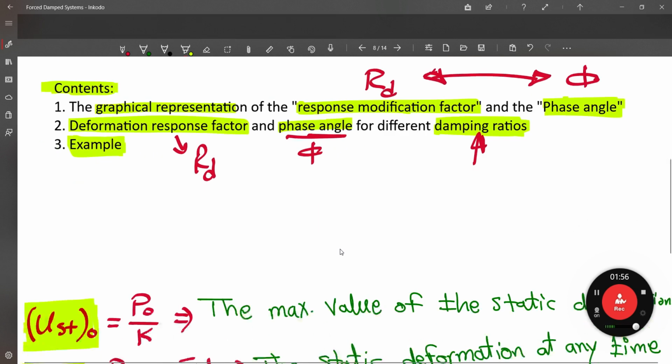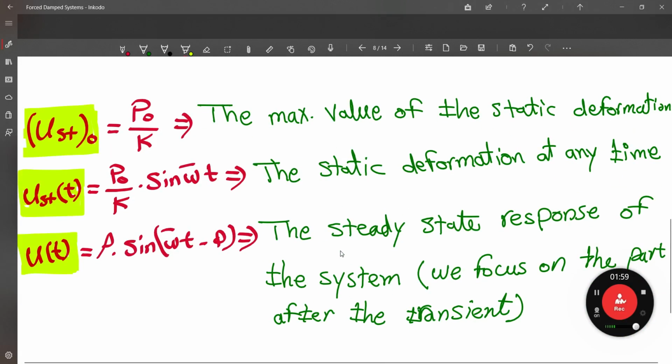Now let's first understand more about the annotations that I'm going to use during the graphical representation, and I want you to understand them very well so that you're not going to get confused when I explain. First of all, in the graphical representation, you're going to find something like this, which is U static and between parentheses node. The meaning of it is P node over K.